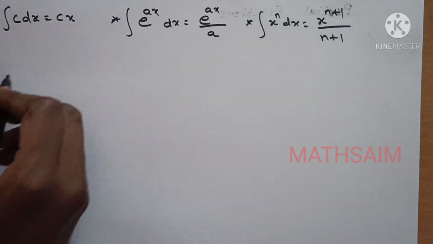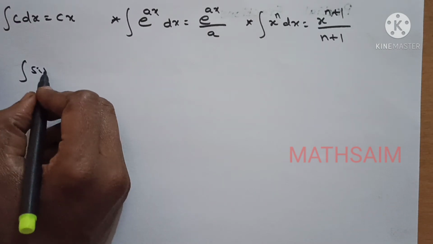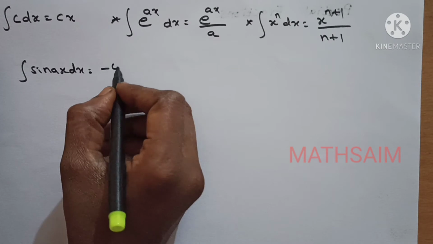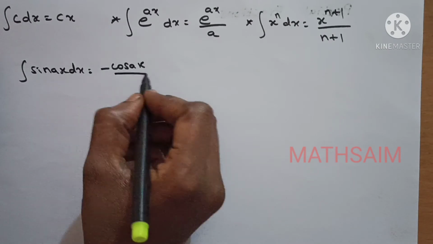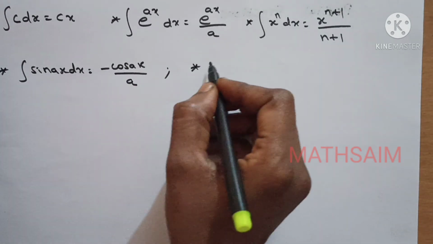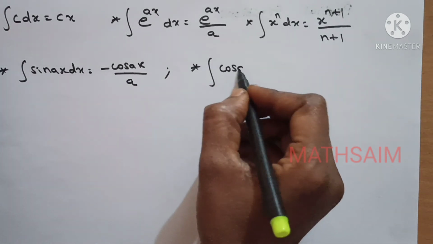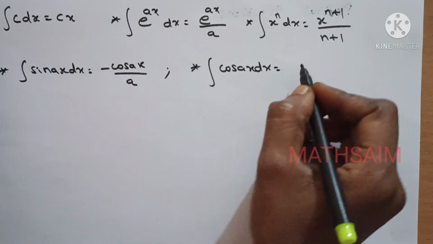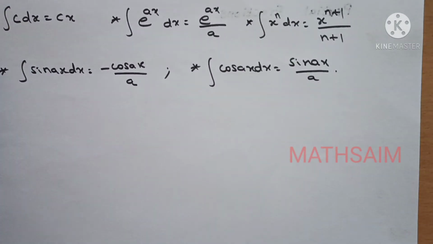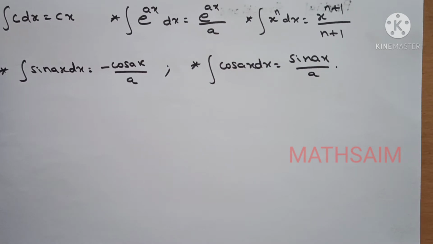And then what? Integration of sin ax. What is integration of sin ax into dx? It is minus cos ax by a. And then what is next? Integration of cos ax into dx. What is that? It is sin ax by a. So if you know these 5 formulas, then it is very easy.